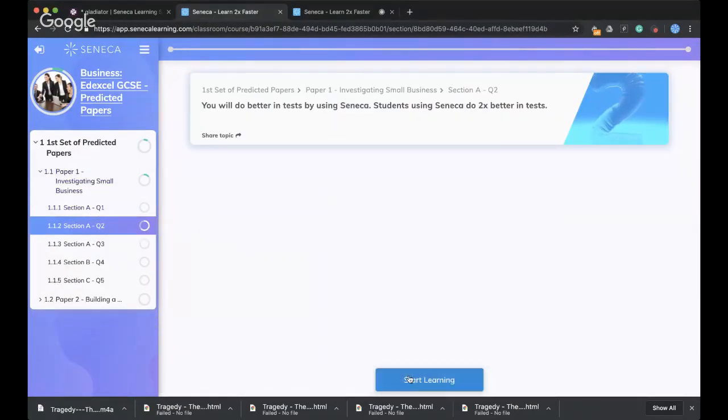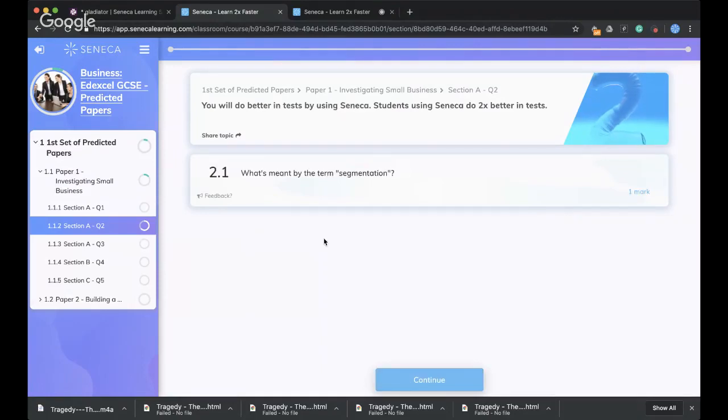Let's go over some questions. As we said, section A is going to be the multiple choice section and some short answer questions. That is what we are going to be going over to begin with. Keep any questions coming in the chat.